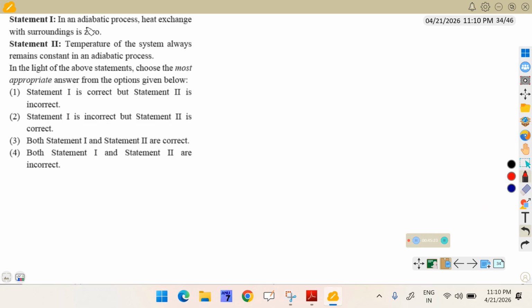In an adiabatic process, heat exchange with surroundings is 0. Correct. Because in an adiabatic process, heat remains constant. Delta Q is equal to 0. Statement 1 correct. Temperature of the system always remains constant in an adiabatic process. No, wrong. Statement 1 correct. Statement 2 incorrect.